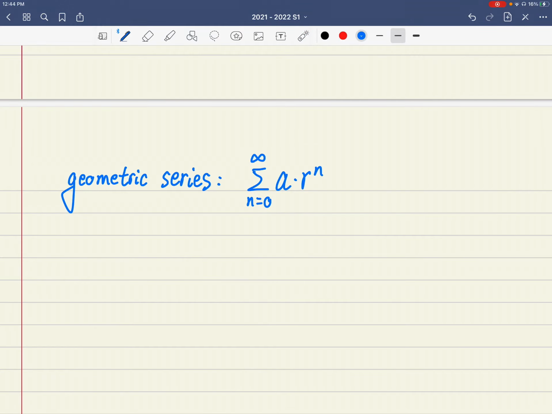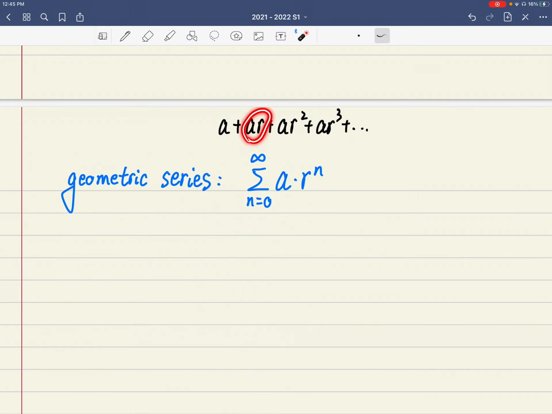So let's expand it. When n is 0, r to the power of 0 is 1, so it's just a plus ar plus ar squared plus ar cubed, etc. You can see each term is the previous term times r. r is the ratio, that's why it's r.